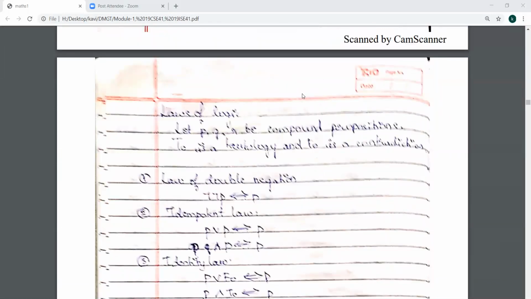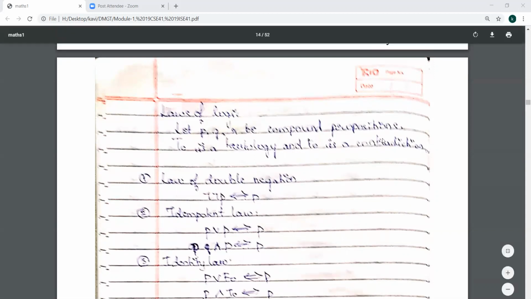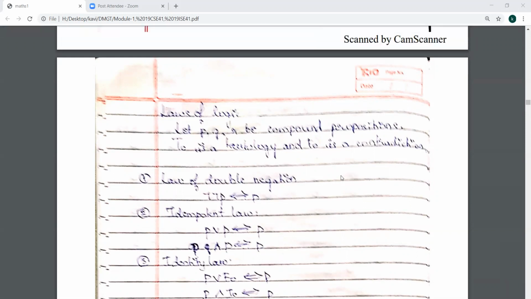Next, we see laws of logic. So laws of logic is nothing but you have 12 different laws. Using these laws, you can check whether the given compound propositions are logically equivalent without using a truth table. Here, let P, Q, R be compound propositions. T naught is a tautology. F naught is a contradiction. So there are 12 laws.